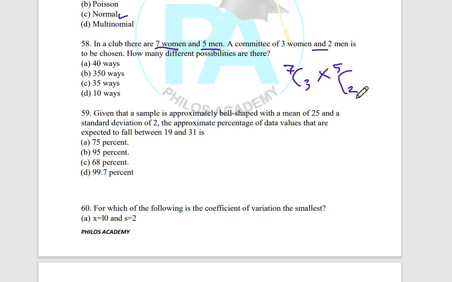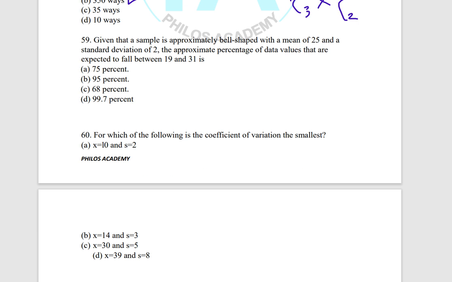Okay, so 7 combination 3 is 35, isn't it? And 5 combination 2 is 10. So 35 times 10 is 350. So the answer is B. Okay, so let's proceed to question 59.